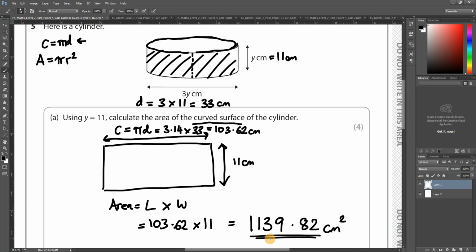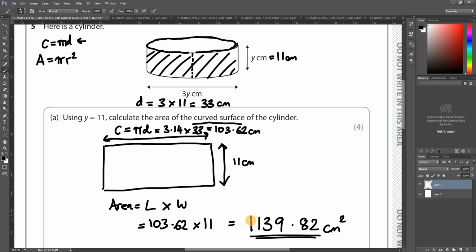Yep, so just be careful, just remember which bit it's talking about. That's the first bit. It just wants the curved surface, the bit that goes round. Unwrap that. What does that actually look like? Well, it's a rectangle. The height is the same as the height of the cylinder. The length is the bit that goes all the way around the edge of the circle at the top, which is the same as the circumference. So you're going to have to work that out separately.